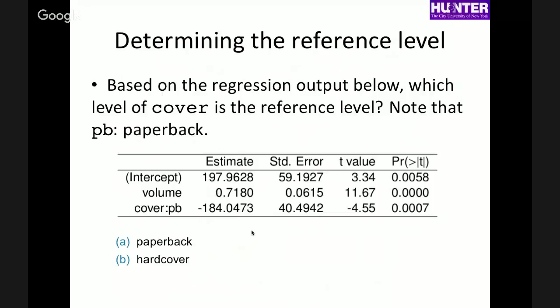So, another quick quiz here for you, and I gave you a hint as to this on the last slide. Based on this regression output, what kind of book is your reference?